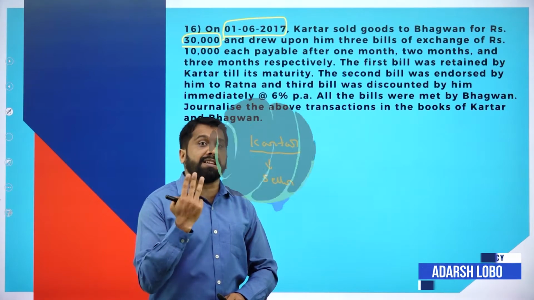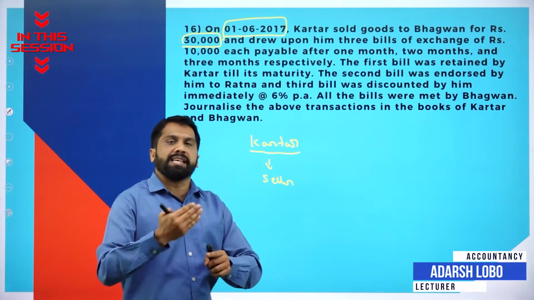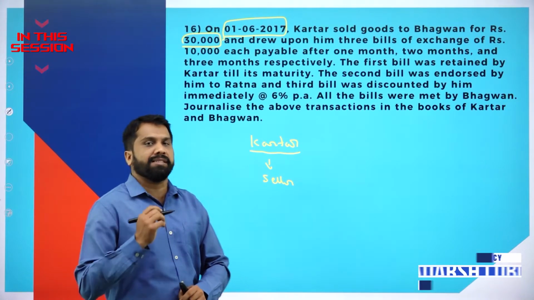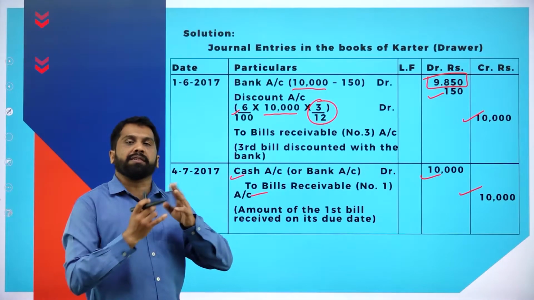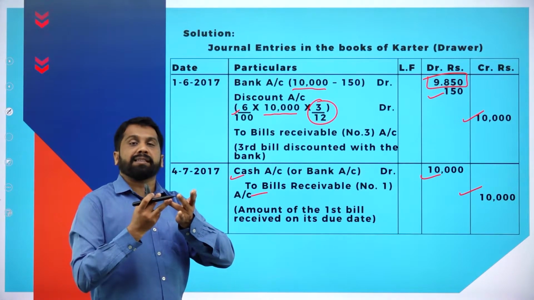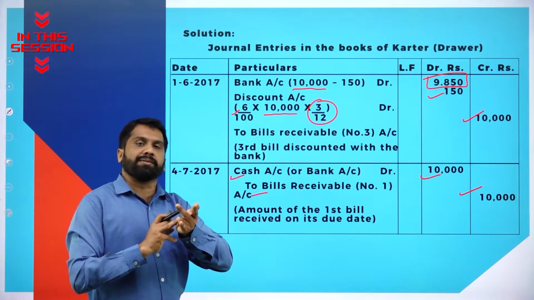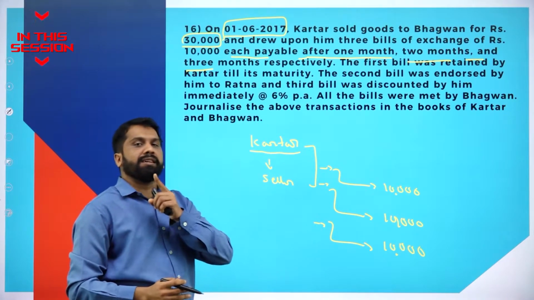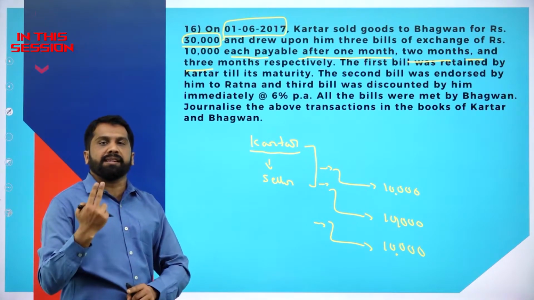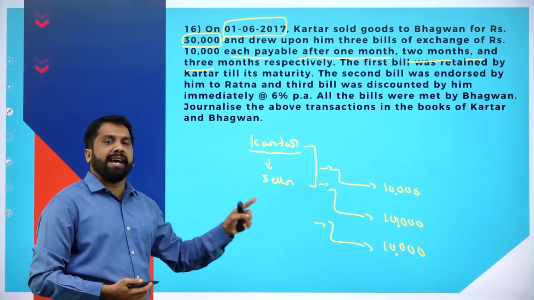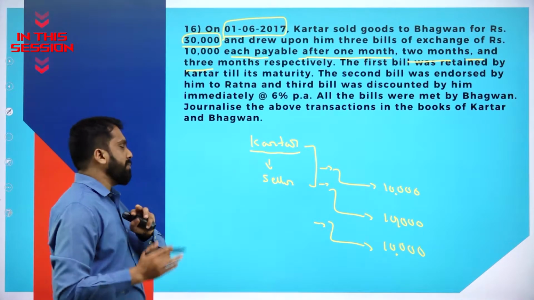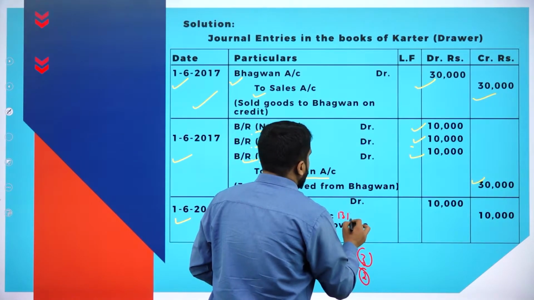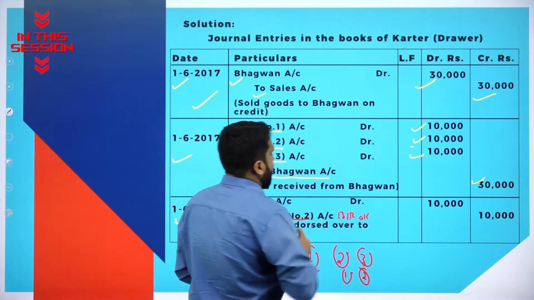Here we have 3 bills: sale 1, sale 2, sales 3. In total they have done 3 times sale. The first one is already transferred to a third party, and the third one is already discounted. For everything the month is different. For the first one it is 1, second one it is 2, and the third one they have given 3 months time. Now remember, it is not only bill, you have to mention bill receivable account.